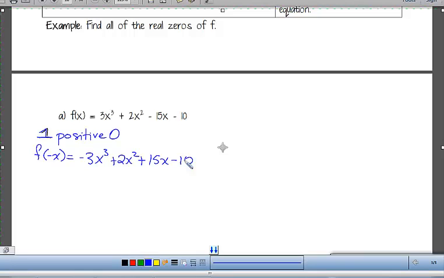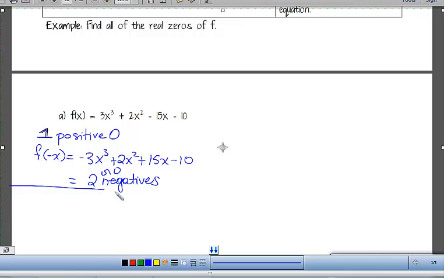And so when we look at the sign changes here, we get 2. So 2 sign changes, so that's 2 negative zeros or 0. Okay, 2 or 0. But we probably expect that there's going to be 2, right? Because we only have 1 positive zero. So we've got that. Now we'll come up with our list of possibilities.